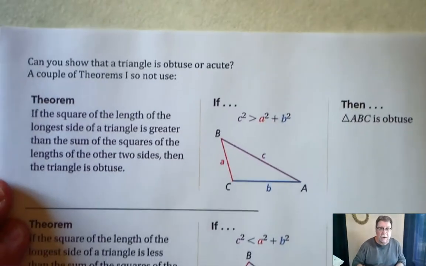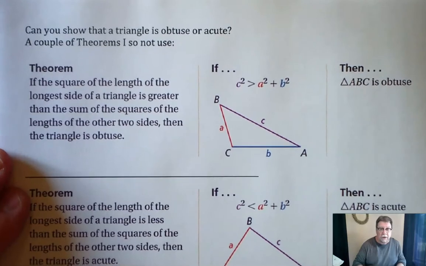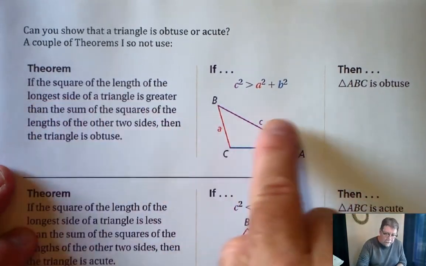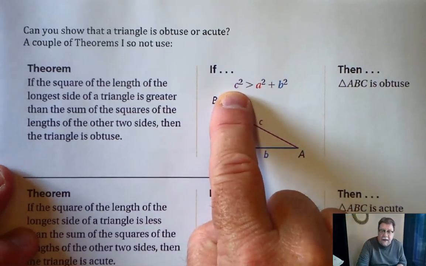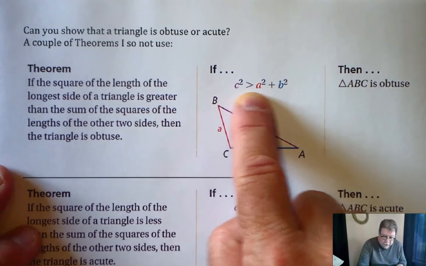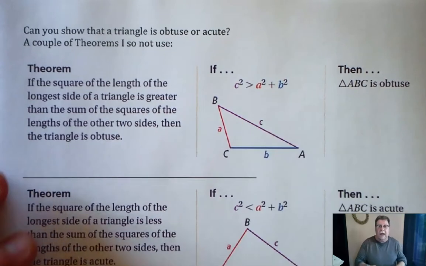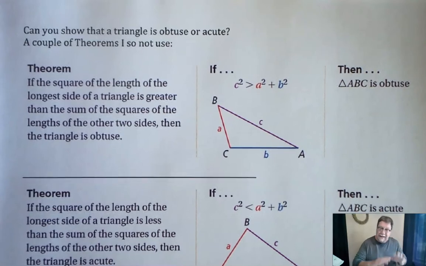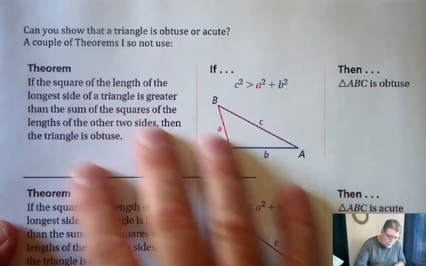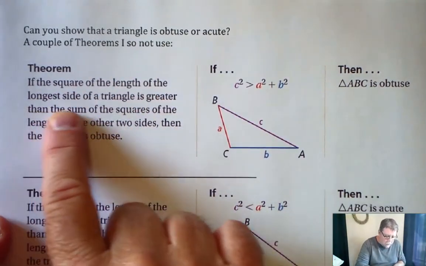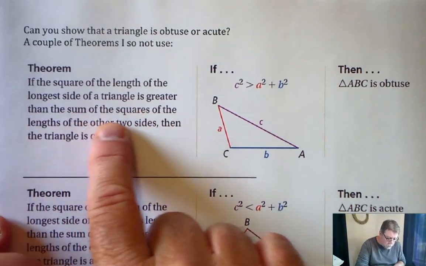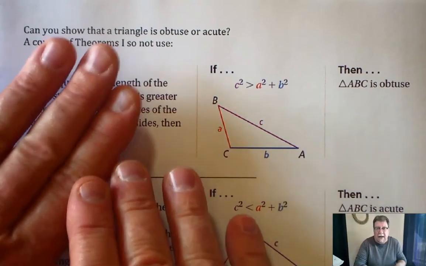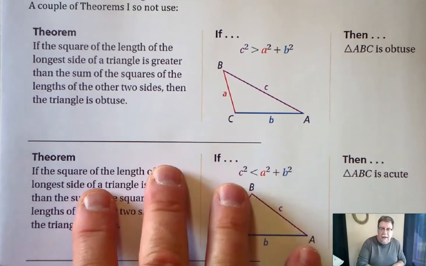Can we show that a triangle is obtuse or acute or right? This is the way we'll do it. We will compare the hypotenuse squared to the sum of the legs squared, and we'll see if it's greater than, less than, or equal to. It's actually a pretty easy concept; this wording makes it seem harder. If the square of the length of the longest side of a triangle is greater than the sum of the squares of the lengths of the other two sides, then the triangle is obtuse. Don't worry about that. The same goes for less than.